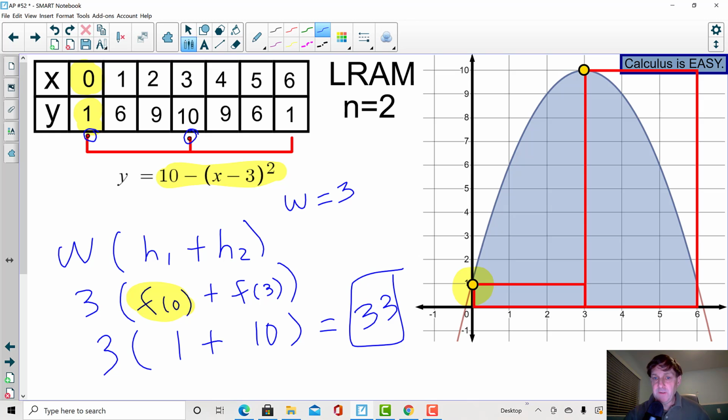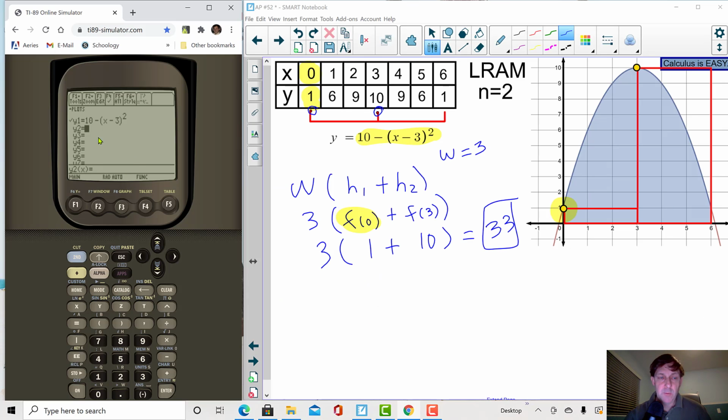Again, let's do that with a graphing calculator, see what we get. Again, you want to type your function in y1. It's the same function for us. Go to the home screen. You want the width on the outside, which was 3, and then times all the heights. The first height was when x is 0, so we're going to do y1 of 0. And the second height was when x is 3, so we're going to do y1 of 3. Then we just push enter, and you can see we get 33.